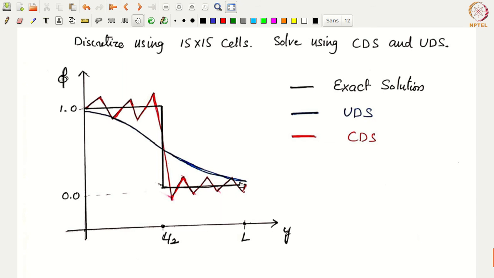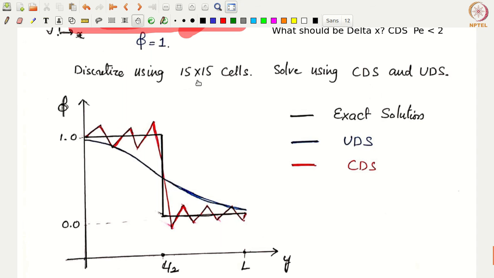Now if you solve this problem using, let's say, 15 by 15 cells, using both the central difference scheme and the Upwind difference scheme, what you notice is that with the central difference scheme, the results are shown in red here. You get some kind of oscillations. So you see these artificial oscillations or false dispersion. This behavior of oscillation we call dispersion.